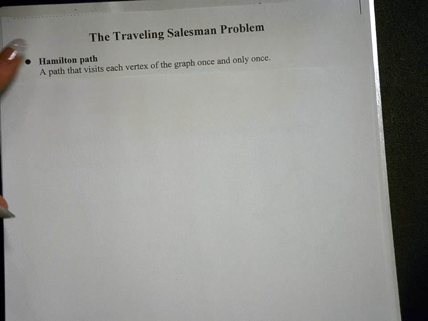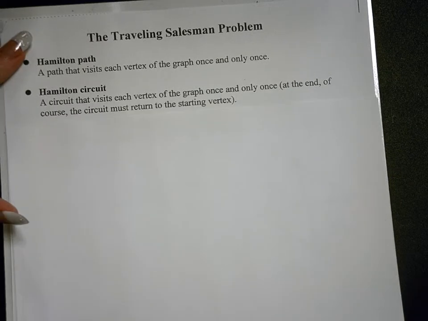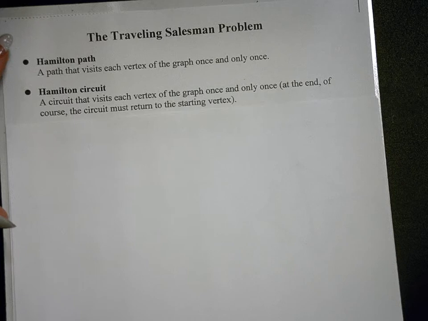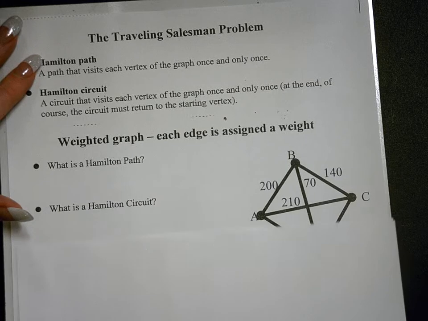The second concept that we need to be familiar with is a Hamilton circuit. A Hamilton circuit is a circuit that visits each vertex of the graph once and only once, and at the end of the circuit, it must return to the starting vertex. So let's look at an application of both of these examples.